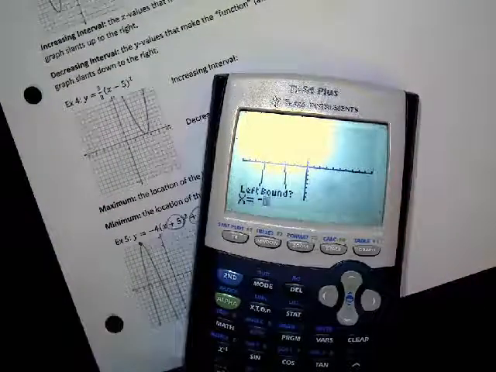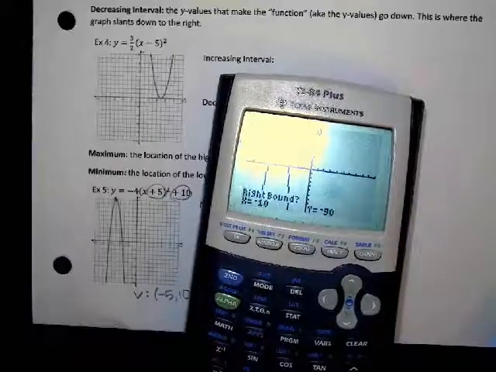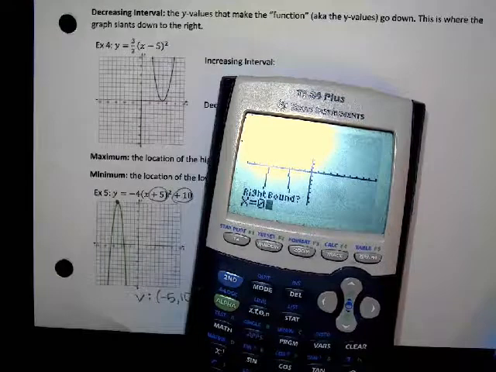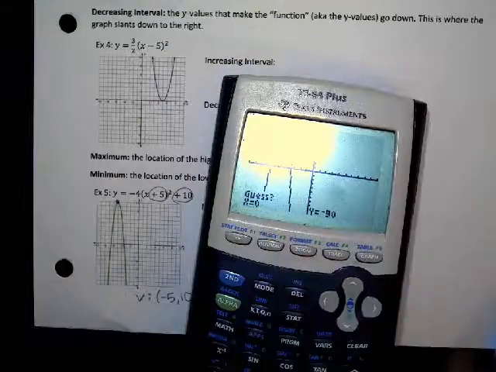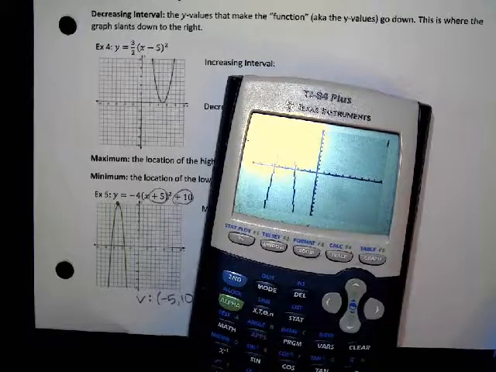Press enter. Now it wants right bound, so 0. 0 is the right bound. I said that my max was somewhere between -10 and 0. Press enter. The guess, it's guessing 0, that's a silly guess. So I'm going to ignore that, press enter one more time. And my calculator finds it for me.